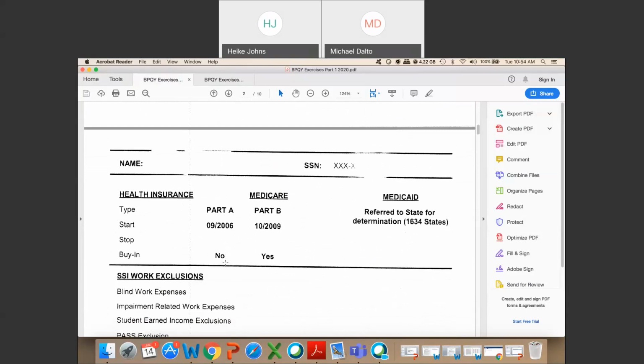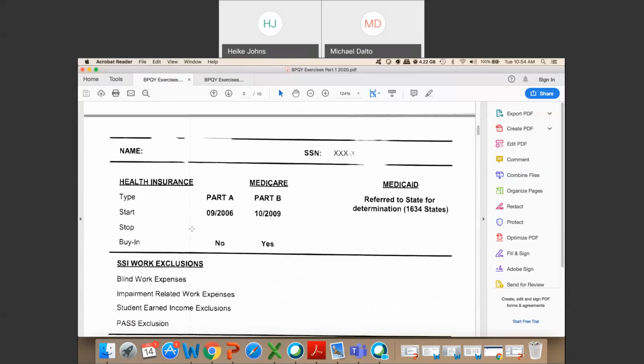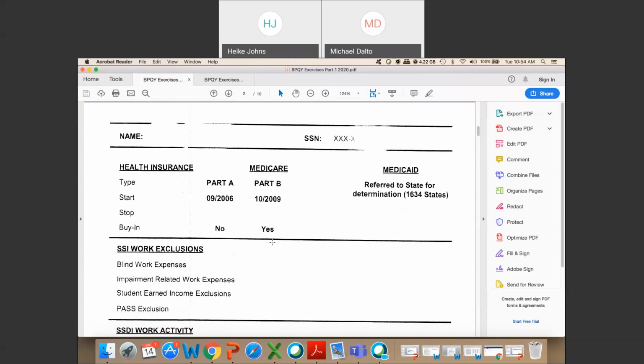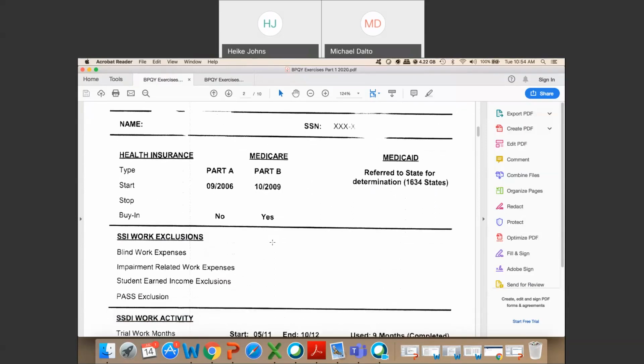Next down is buy-in, well, actually stop, but there's no stop date for Medicare. This person's still entitled. Next is buy-in. There's a yes under Part B. This means that there is a program paying the Part B premium for this individual. It could be a Medicare savings program. It could be certain other benefits.